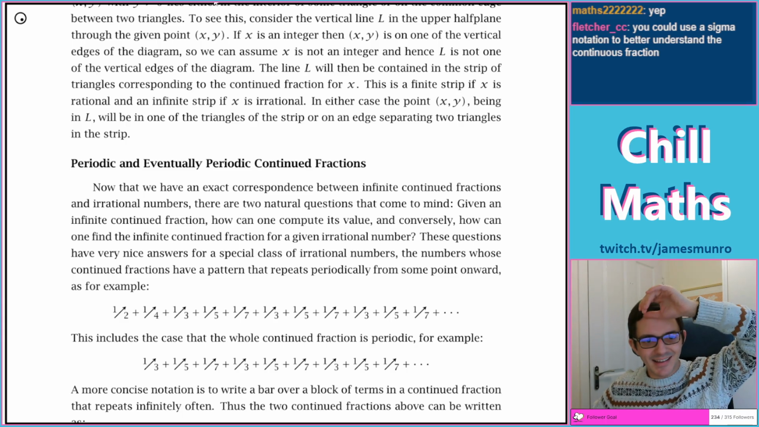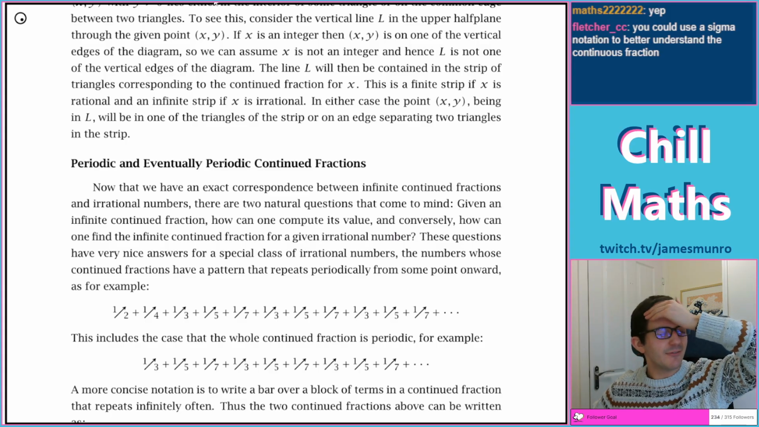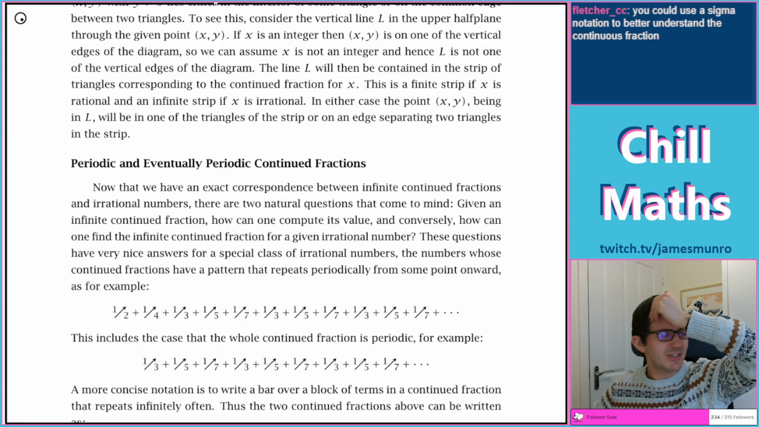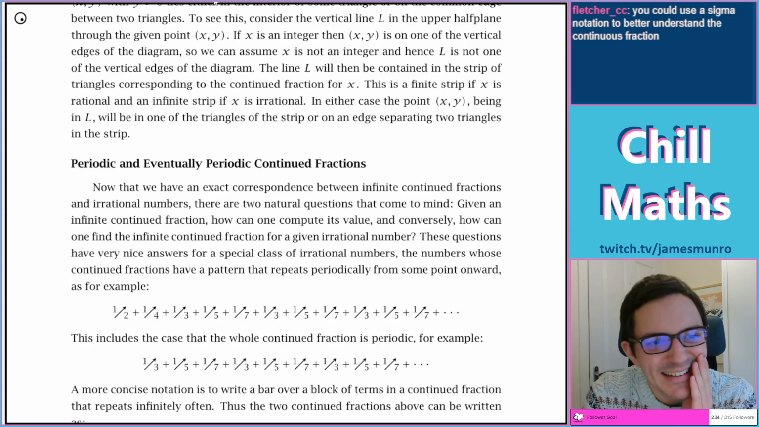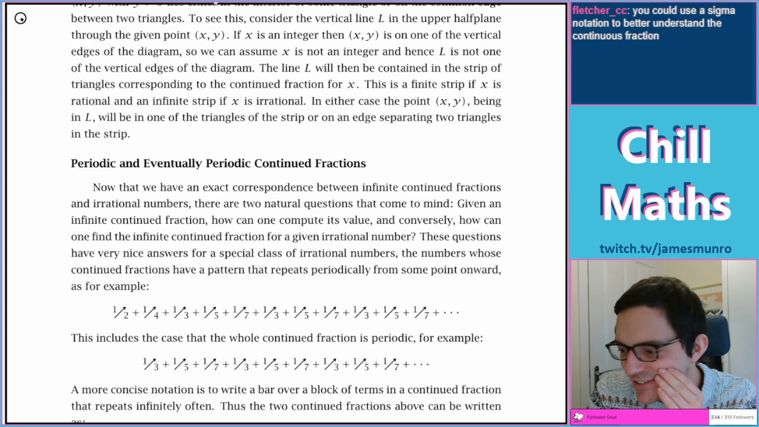So I can't immediately see how... I agree, it is true that for the continued fraction for root 2, you take the convergents, and they do give you solutions for x squared minus 2y squared is 1, but I can't quite see why. I will get there, I think. Oh, there's a 2 in there as well. Maybe that's what's going on. Yeah. You could use sigma notation.